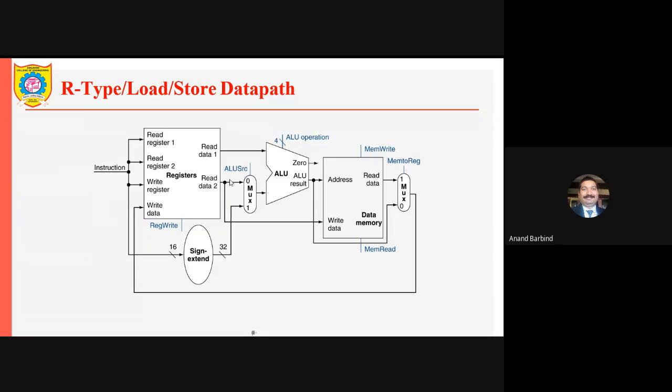Now contents of the second register will be written to the memory. So in that case, read register 2 will select the register of which the contents are to be written into the memory. So it will come out on this particular read data 2, and it is given to the write data input of the data memory, and the memory write control signal is given to this particular data memory, and data will be written into this particular memory.